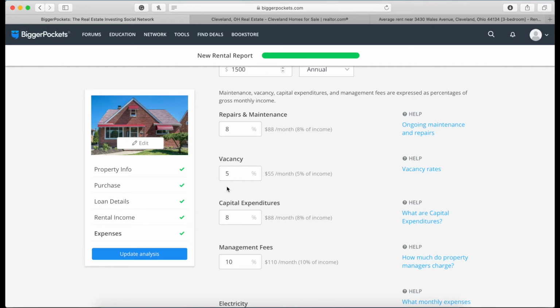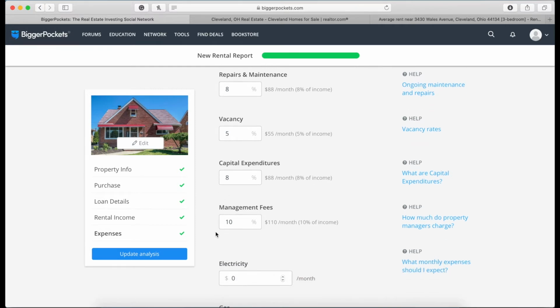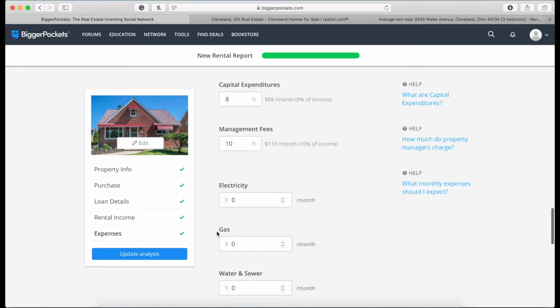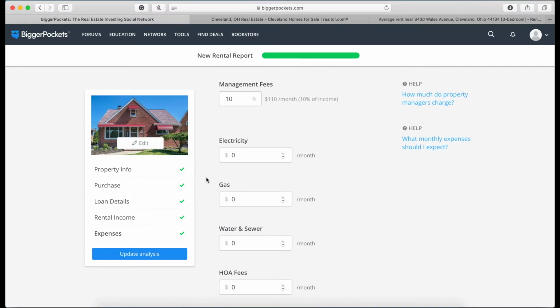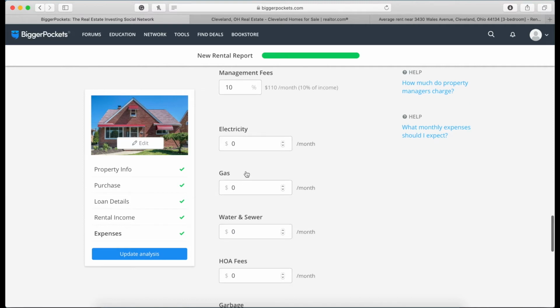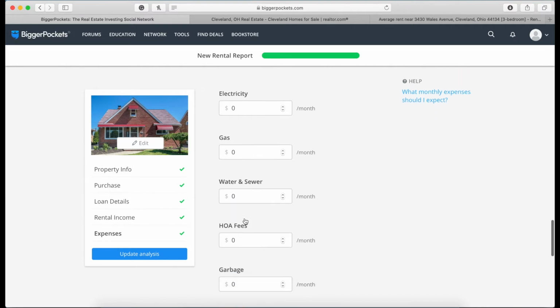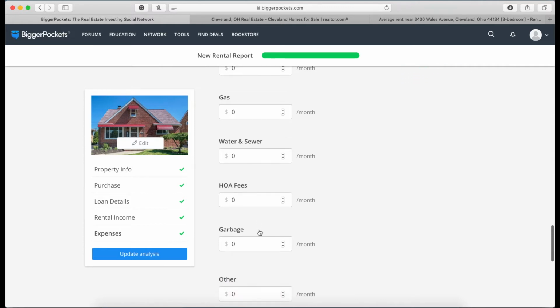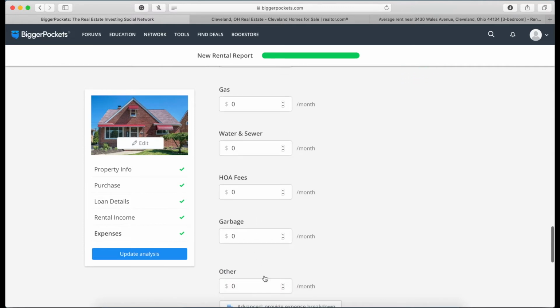In terms of the vacancy, I'm going to assume that I have a great property manager who's on top of it and is getting me a 5% vacancy rate. In terms of the management fees, 10% is pretty typical for a property manager. Now I'm going to assume, because this is a single family home, that the resident is going to be paying all utilities. So in terms of what I have to pay for electricity, gas, water and sewer, HOA fees, garbage, and other, they're all zero.